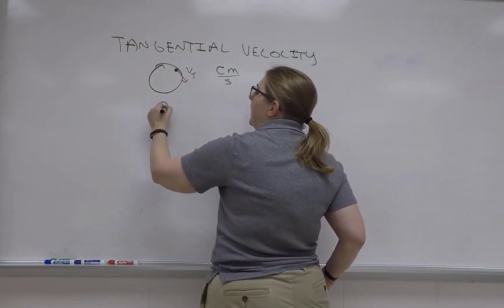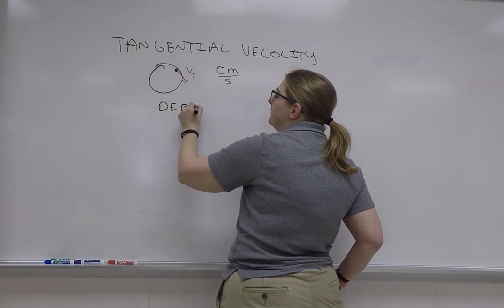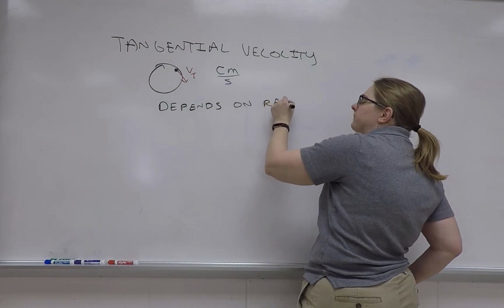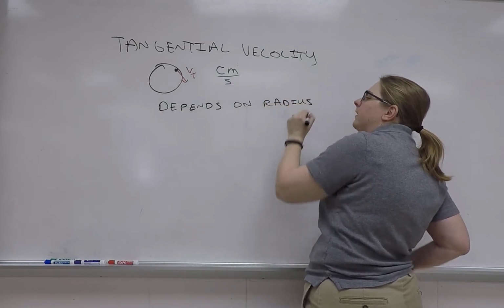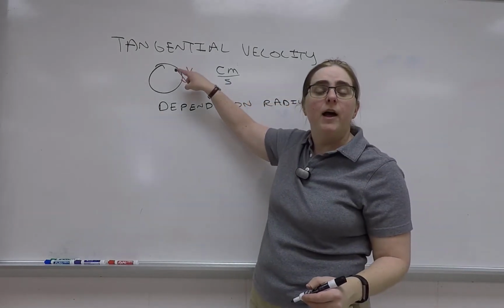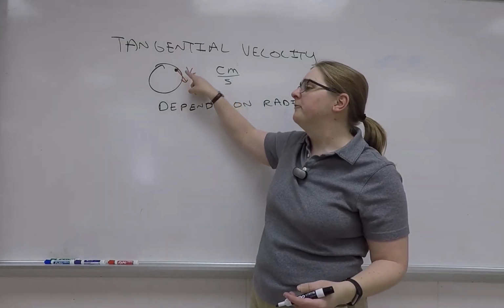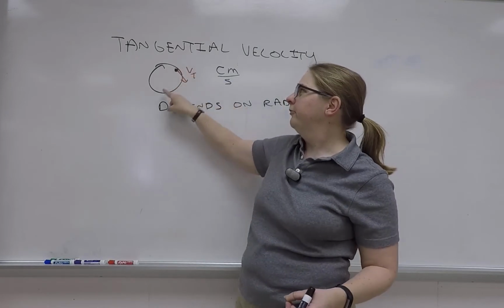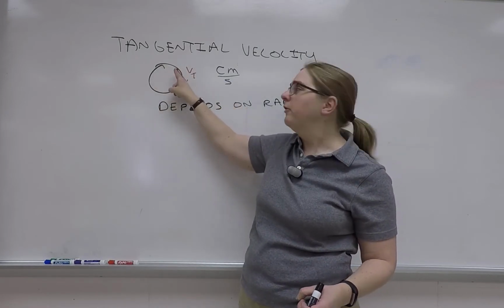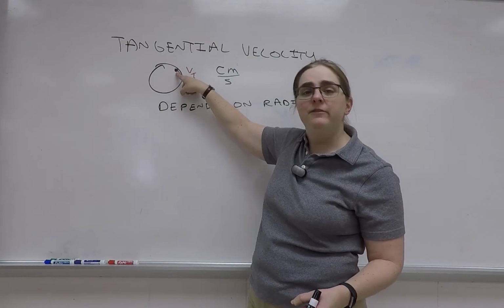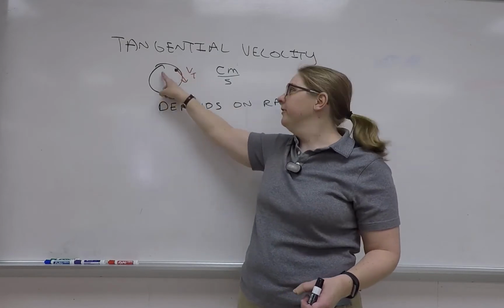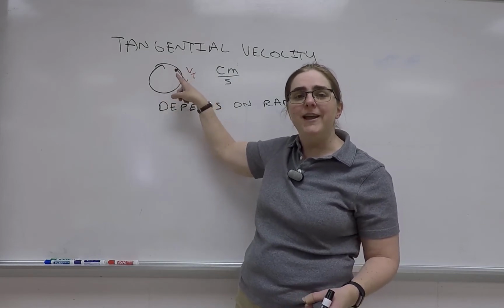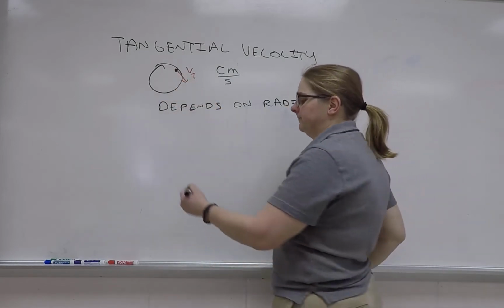Now, as you hopefully figured out from the Pivot activity, this depends on the radius. Because all of the dots on the disk in Pivot completed a rotation at the same time, the number of seconds it took to get all the way around was the same for all three. But a dot near the edge of the disk had a greater circumference it had to follow than a dot closer to the center. And so a dot near the edge had to be traveling faster.